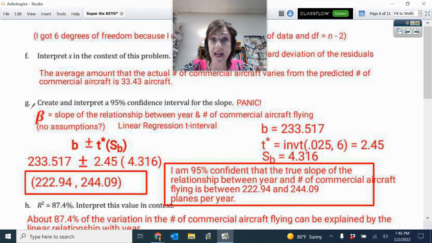So here we go. I defined the parameter. Beta was the slope of the relationship between years after 1990 and the number of commercial aircraft.